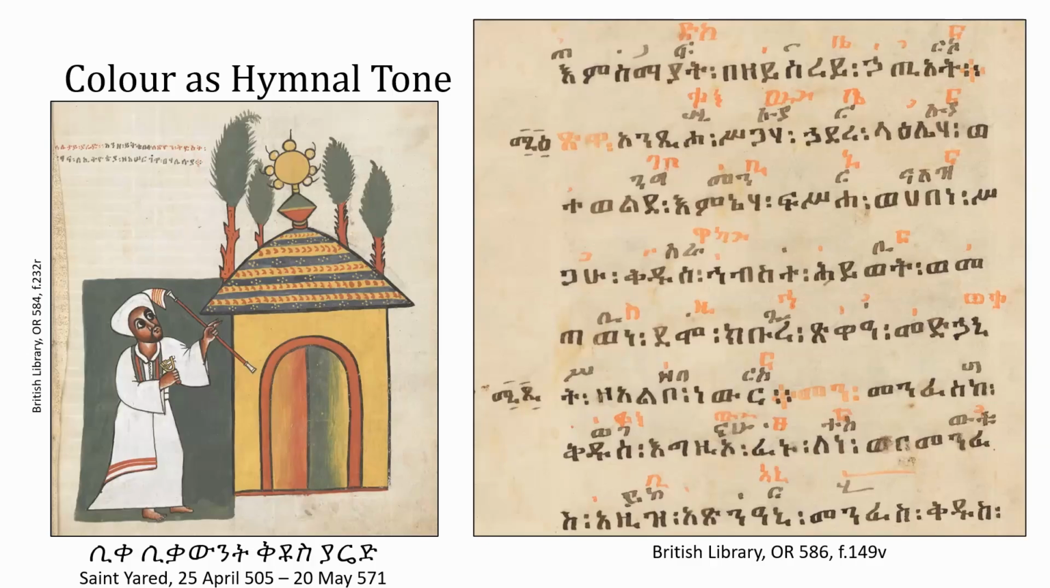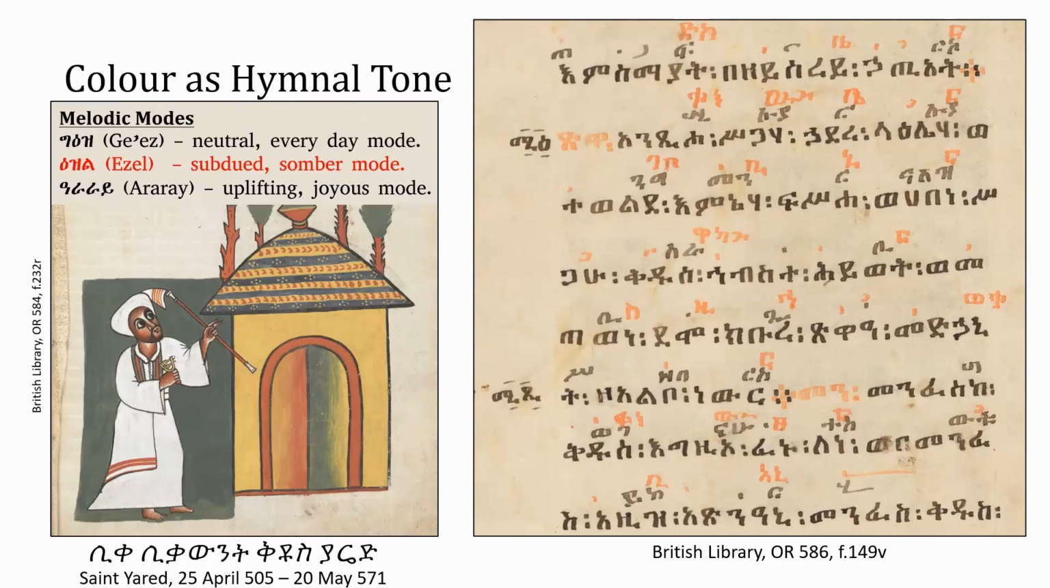And he writes volumes and volumes of hymns, forming the basis of the Orthodox hymnody. So what you hear in the Ethiopian Orthodox Church is supposed to be the music of heaven. To do this, he also has to create a system of musical notation, which is what we see here in the interlinear lines. This is musical notes in three vocal modes: Geez, Ezel, and Araray. Ezel is in red. Geez is a neutral voice, almost like talking level. Ezel is somber, subdued, for sadder, remorseful occasions, and Araray is uplifting.